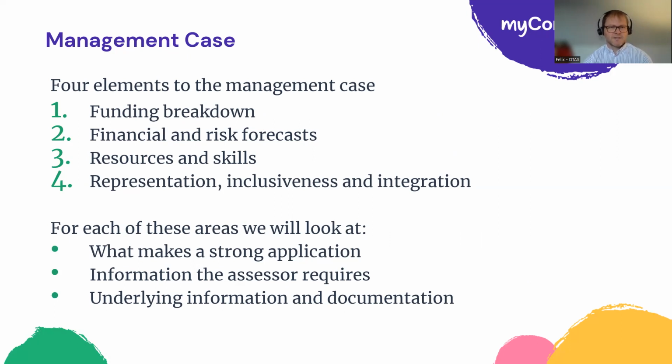So for each of these sections, we're going to do it in three areas. We're going to look at, from the assessment criteria that I mentioned earlier that DLAC provide, what makes a strong application? What is it that they're looking for? We're going to look at the information that the assessors require. So what kind of supporting evidence and information do you need to back up your claims? And then the underlying information and documentation. So what would that look like? Is it a business plan? Is it a feasibility study? Is it architect's work, et cetera?